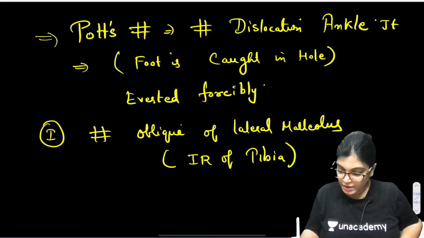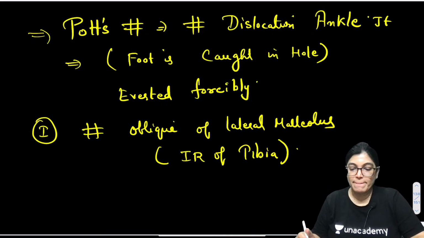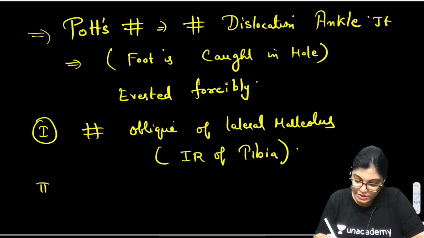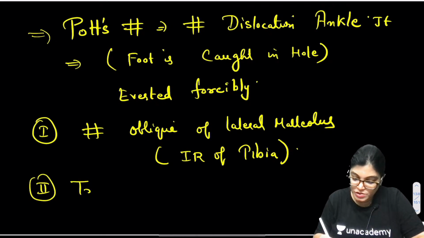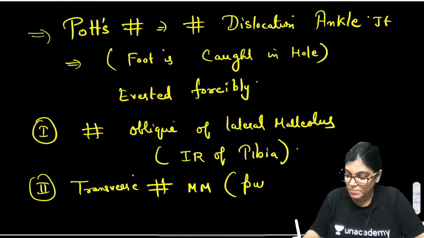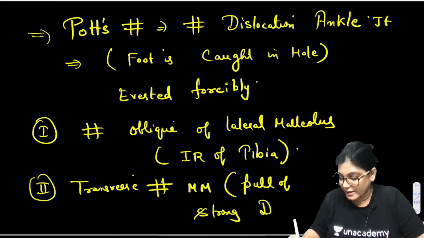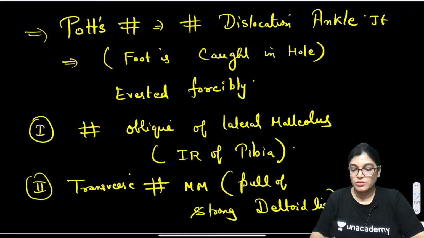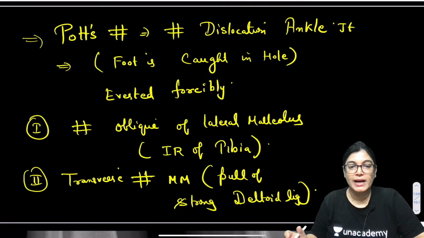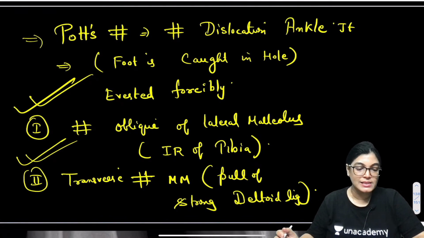This will lead to oblique fracture of lateral malleolus. The second stage of fracture is transverse fracture of medial malleolus. What is the reason? Due to the pull of strong deltoid ligament, two fractures are seen, one in the medial malleolus and the second in the lateral malleolus.